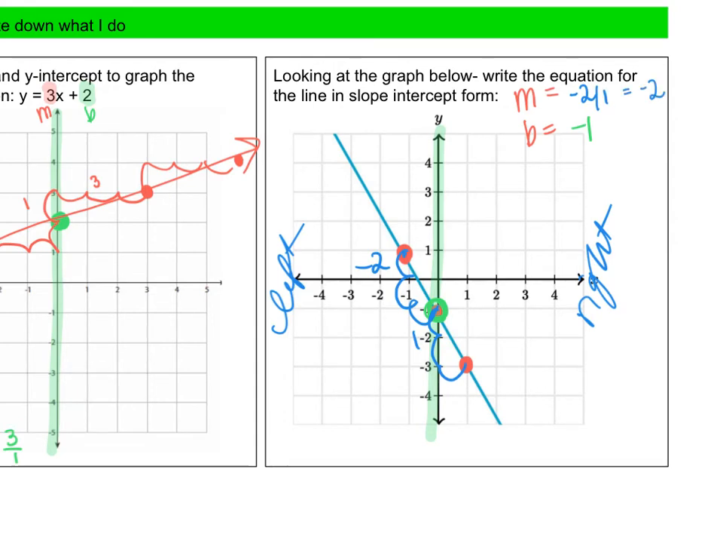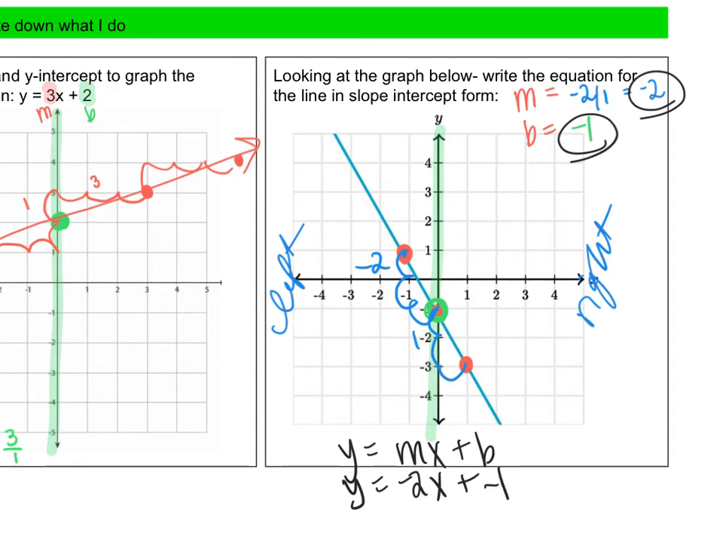And then I can write my equation in slope-intercept form. y equals mx plus b. Well, what is my m? -2. So it's going to be y equals -2x plus b. What's my b? -1. So this is my answer. All right?